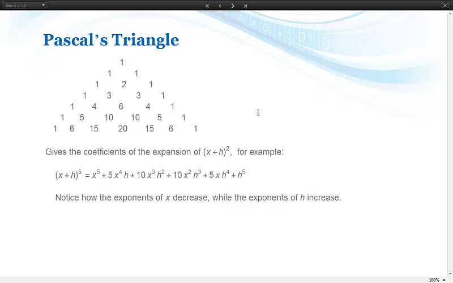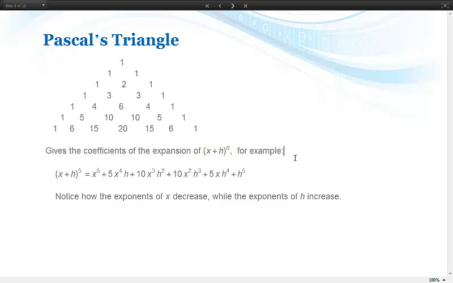What good is this? Well, what this triangle does, it gives me the coefficients in the expansion of x plus h, not just squared, but to any power n. For example, x plus h to the fifth, here's the coefficients: 1, 5, 10, 10, 5, 1. 1 times x to the fifth, 5 times x to the fourth h, 10 times x cubed h squared, etc. And the coefficients follow that fifth useful row in Pascal's triangle.